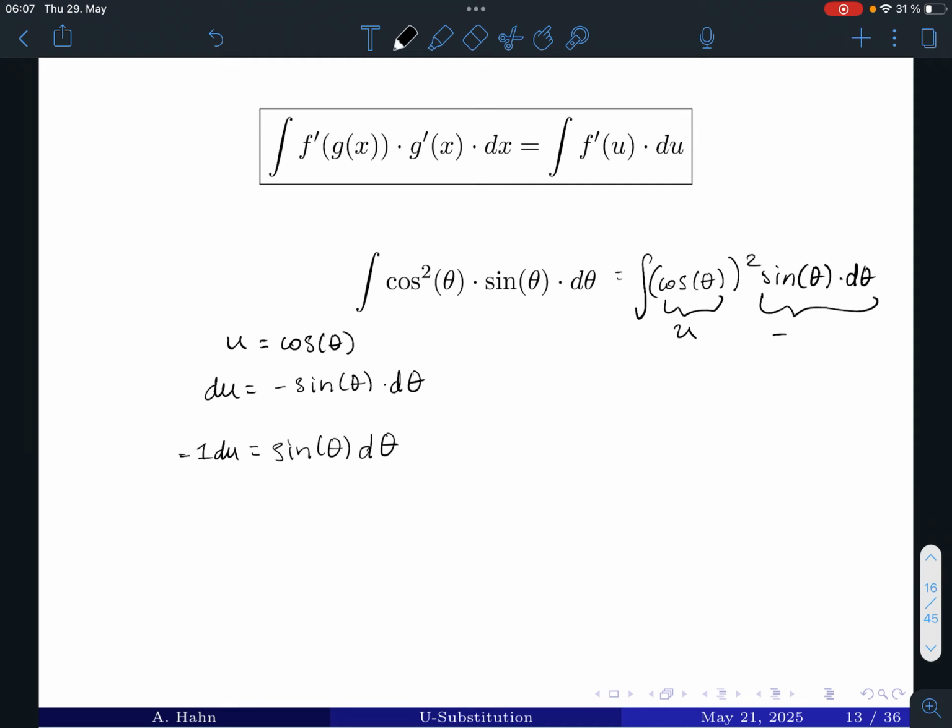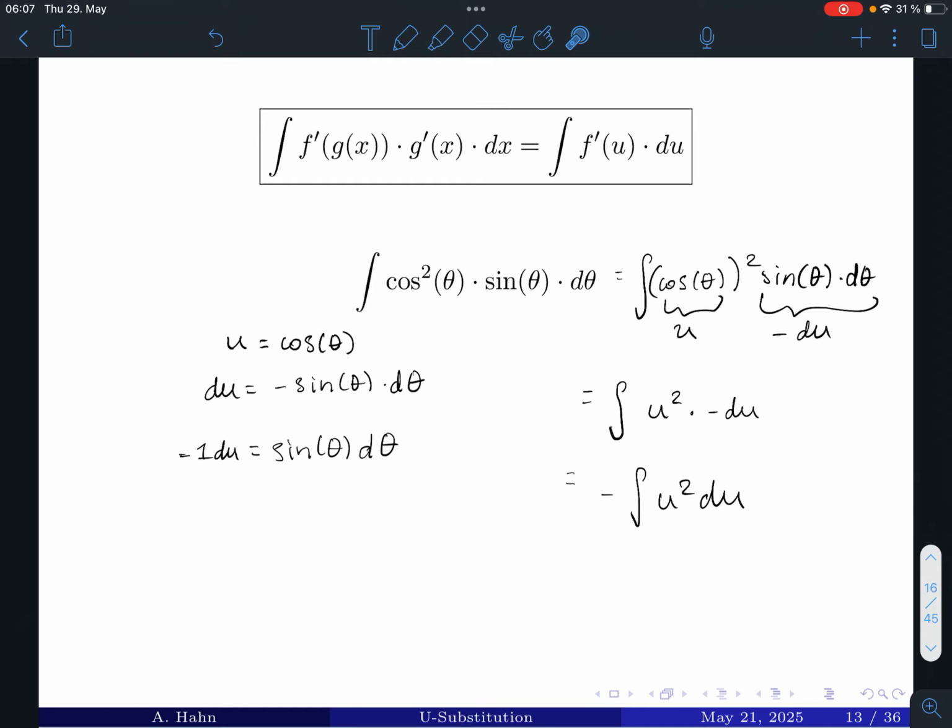So let's write that. This is going to be our u, and this is going to be our negative du. And so then our integral is going to be the integral of u squared times negative du. And we can pull out the negative. So this is going to be negative integral of u squared du.